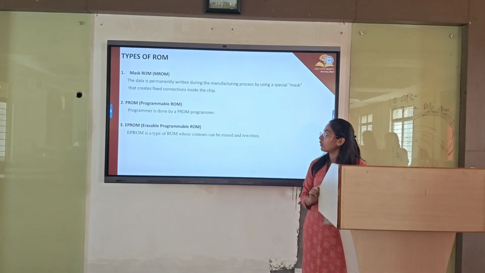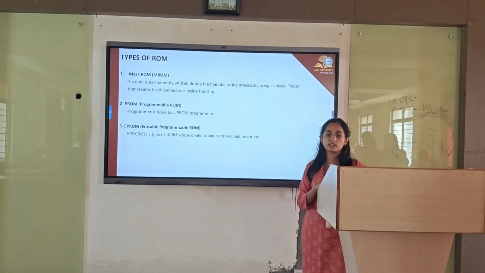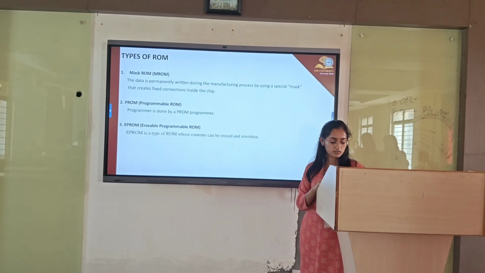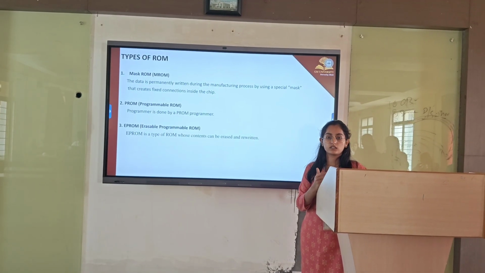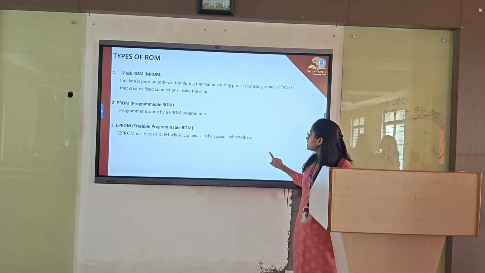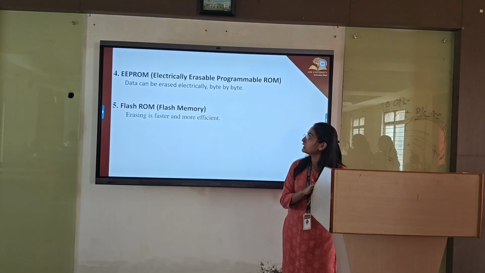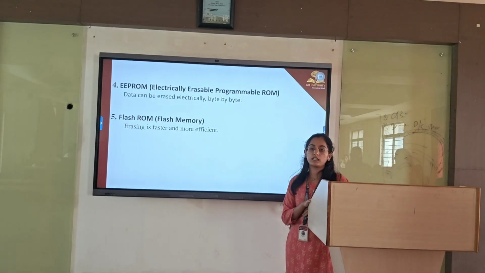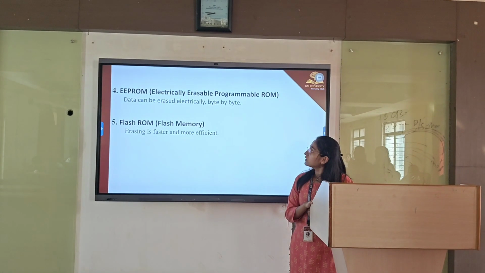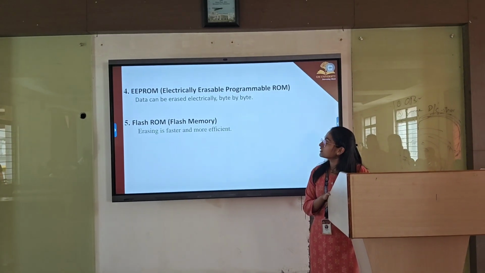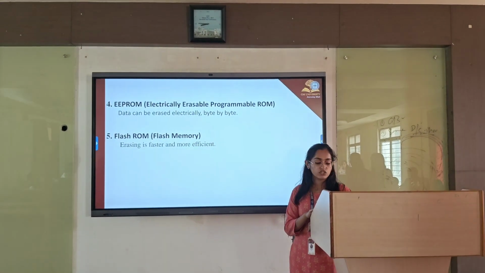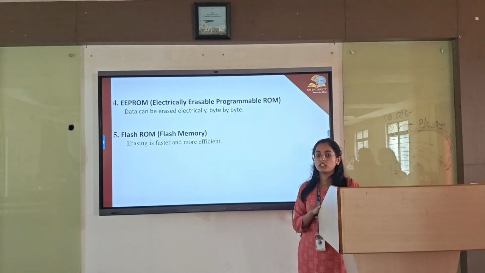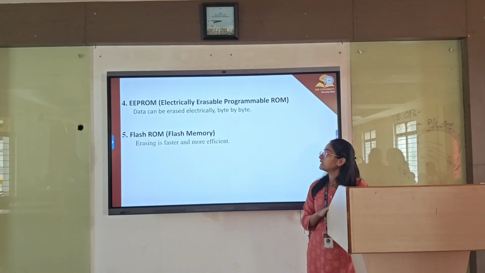Next one is EPROM, erasable programmable ROM. In this ROM, the data can be erased and rewritten. Erasing is done by exposing the chip to UV rays. Once the chip is exposed to UV rays, all the data will be erased. Fourth one is EEPROM, electrically erasable programmable ROM. The data is erased electrically. It is efficient and faster than EPROM.